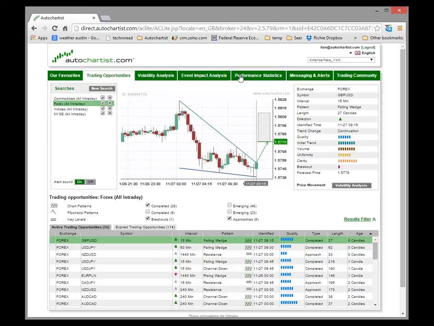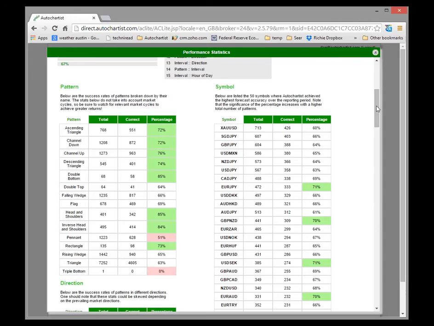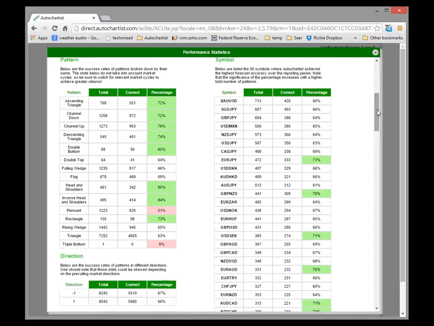So what we wanted to do is come up with a way of evaluating the effectiveness of that chart pattern theory rather than of some kind of contrived exit strategy for a complete trading strategy. So the performance stats are not a measure of how much money you will make. It is simply a measure of how many of our trading opportunities hit their forecast level within a certain amount of time.